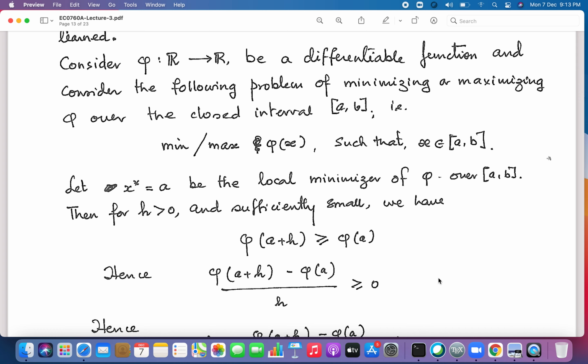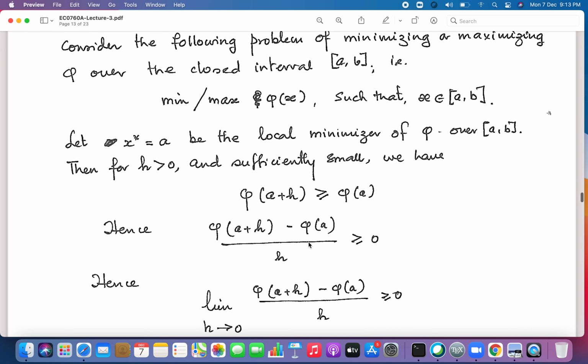For h sufficiently small and greater than 0, if x is on the left, I can only move towards A. A is the left cornermost point. I can move only to the right. I cannot move to the left because I'm not interested in the values of x to the left of A. So to move right, I have to add a positive number h. If I move a little bit, then phi of A plus h must be greater than phi of A when h is sufficiently small, because there is a local minimizer.